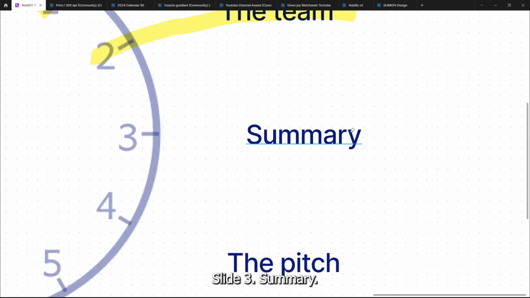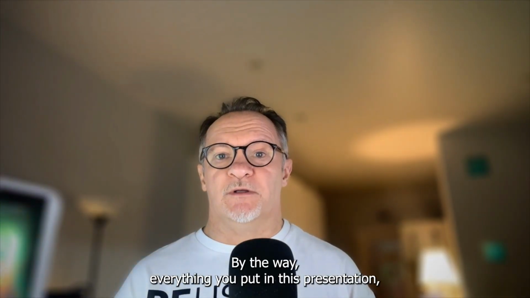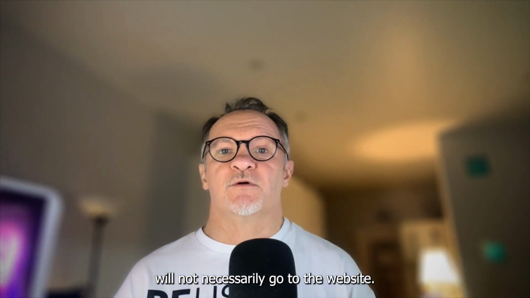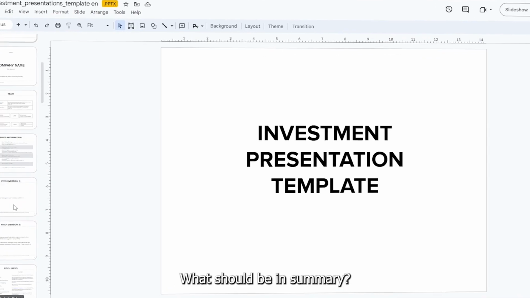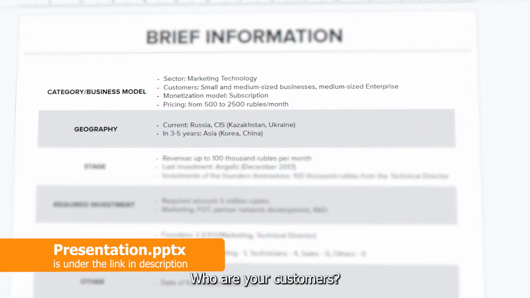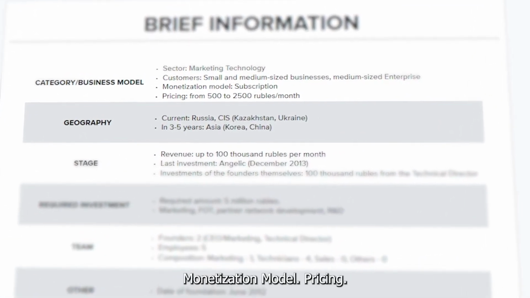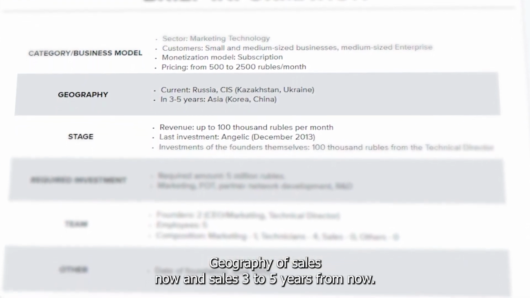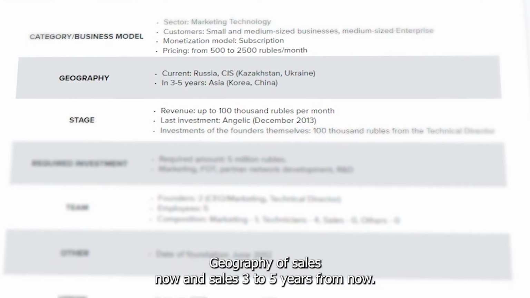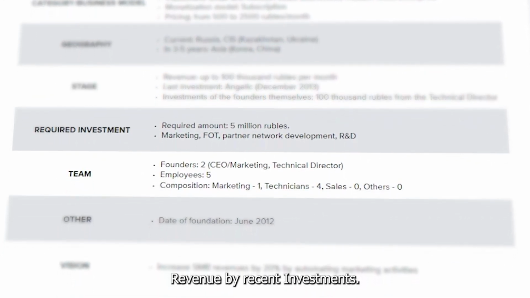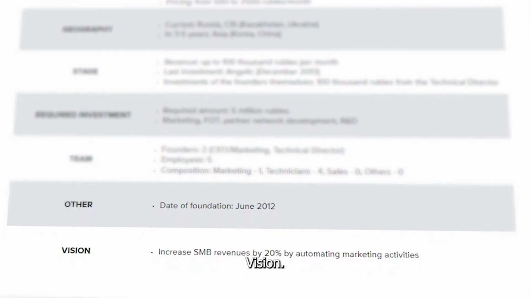Slide 3. Summary. By the way, everything you put in this presentation will not necessarily go on the site. What should be in the summary? What industry are you in? Who are your customers? Monetization model, pricing, geography of sales now and sales 3-5 years from now, current stage of development, revenue, recent investments, vision.